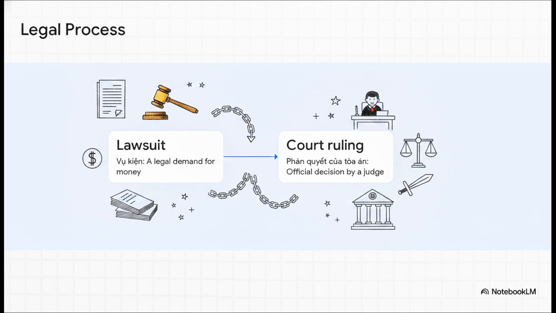First, someone files a lawsuit claiming. That's a formal legal demand in court asking for money. And eventually, that leads to a court ruling, the final official decision made by a judge.